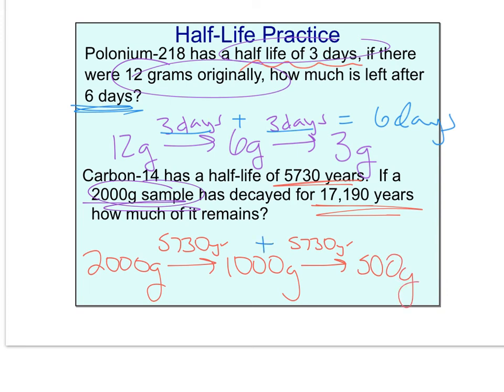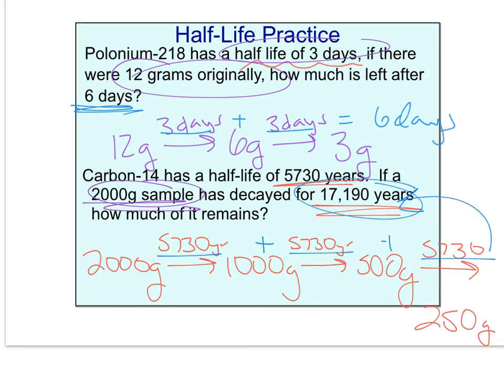If I add these together right now, we're still only about 10,000, not quite there, so we'll do it again. 5,730. Now we have 250 grams. And if you were to add all of these up, so 1, 2, 3 half-lives, that would equal the 17,190 years. So your answer would be 250 grams.